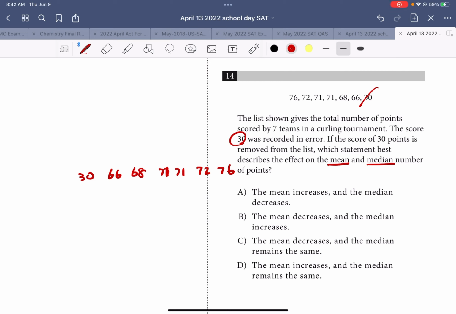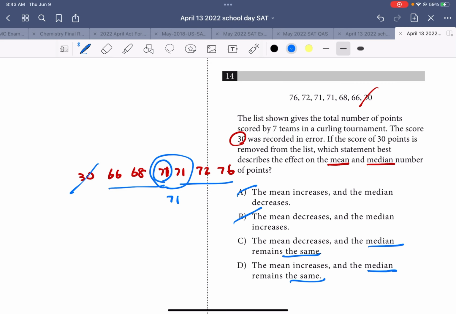Let's look at the median first. Originally, before 30 was removed, the median was 71, because you have a total of 7 numbers, so the fourth one will be the median. Now after removing this one, you have only 6 numbers left. If you have an even number of numbers, the median is the average of the 2 middle numbers. But the average of the 2 numbers in the middle is 71, so the new median is also 71. The median is not going to change. So you should say the median remains the same. So not A or B.